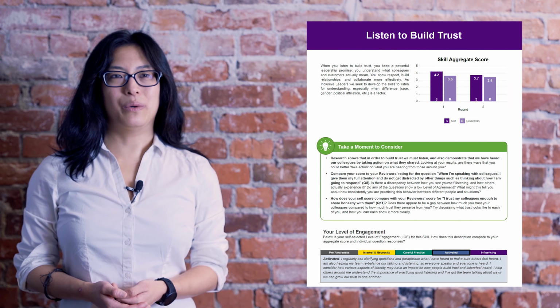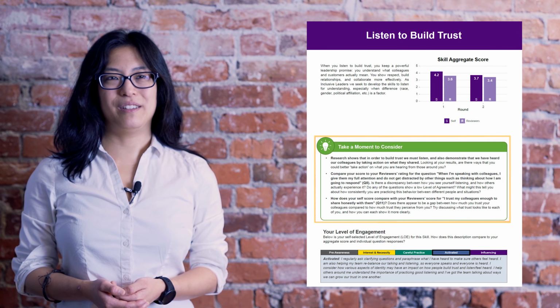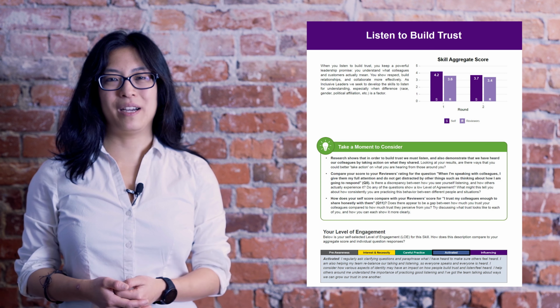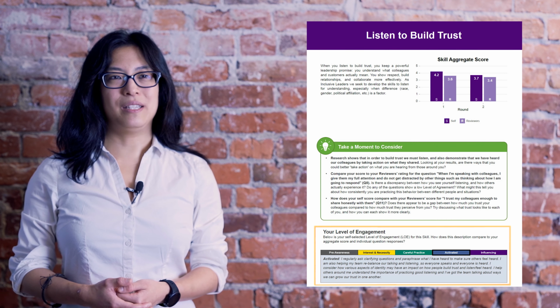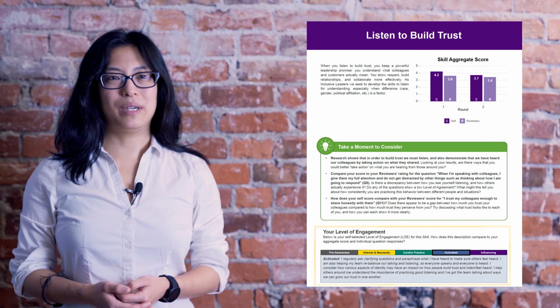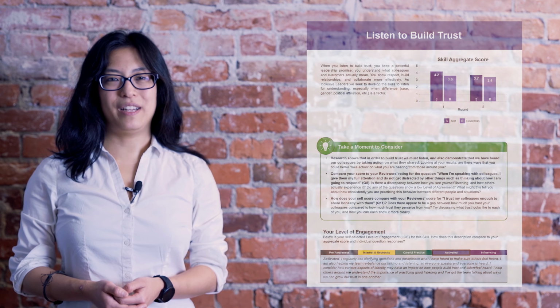Below the skill aggregate score is a section called Take a Moment to Consider. These questions are intended to promote personal reflection to support you in applying your learning. At the bottom of this page is a box that indicates which response you chose for the related level of engagement question and which stage this response reflects.